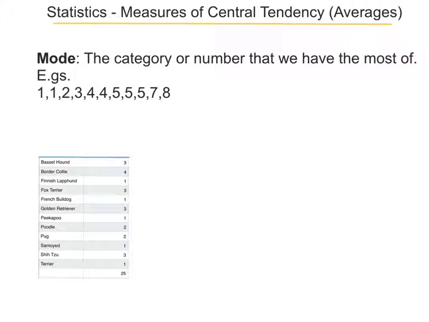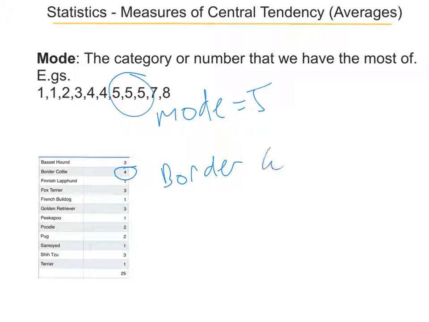If we have categorical data, we can't add up the numbers and divide by how many there are, and we can't put them in order and find the middle number, so we use the mode. The mode is just the number or the category that turns up the most. So in this first example, even though it does have numbers, the mode would be 5 because there are more 5s than any other. In this example below, the mode is Border Collie because there are more Border Collies than any other type of breed of dog.